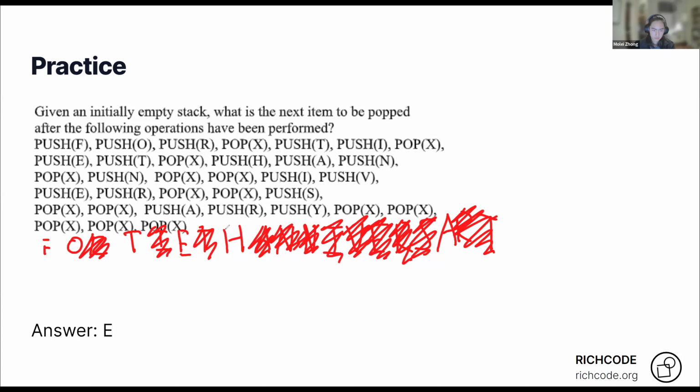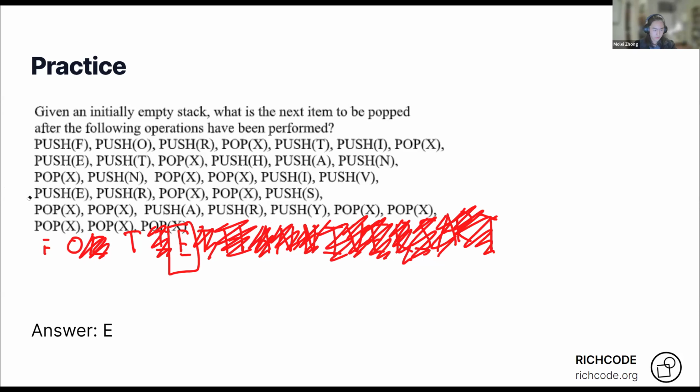So 1, 2, oh, whoops, I missed this A here. 1, 2, and 3. So then E is the last letter or the topmost letter remaining in the stack. And that is our answer.